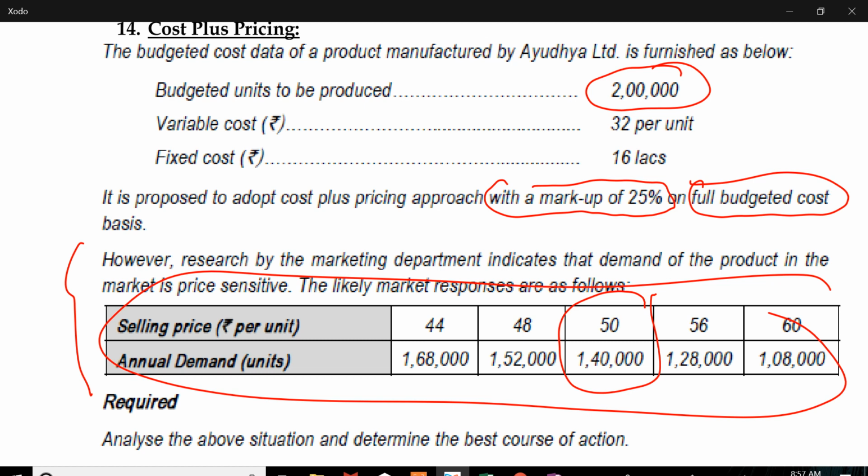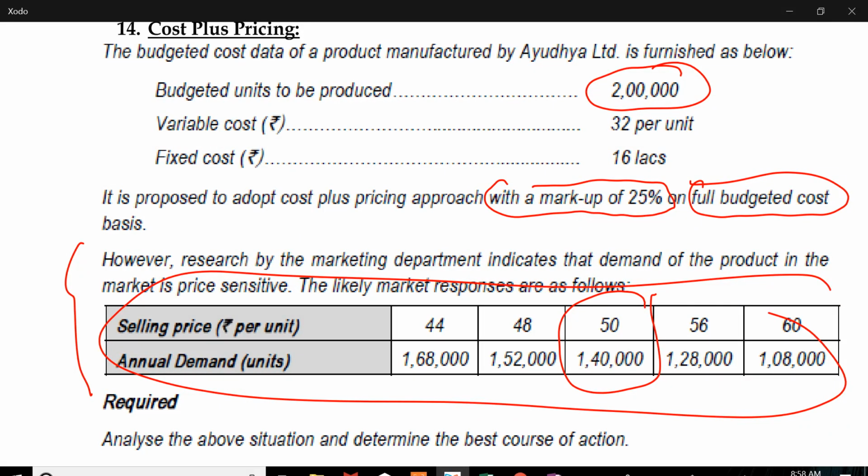It can sell only 1,40,000 units at a price of rupees 50 per unit. So we have told them, boss, this is not possible. Now let's analyze those 5 alternatives. Whichever is giving me maximum profit or a better ratio, I'll tell the ratio in some time, that is what the company is going to select.